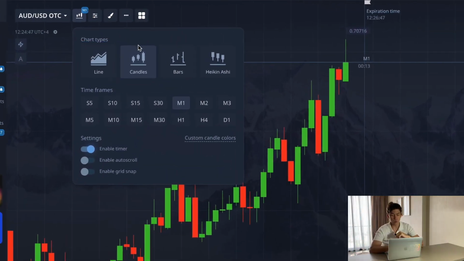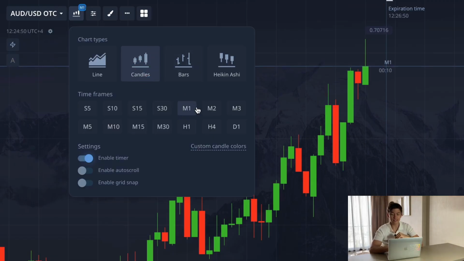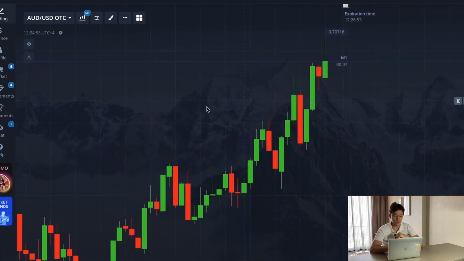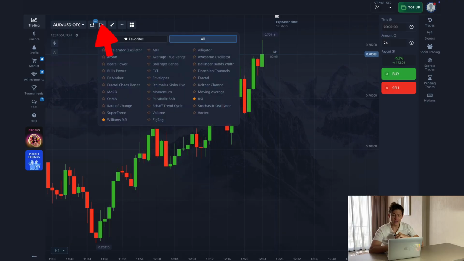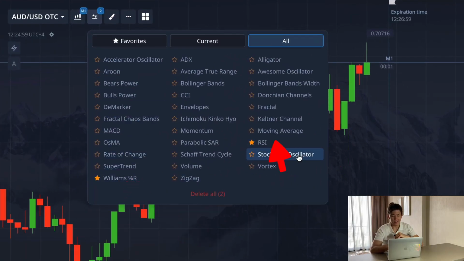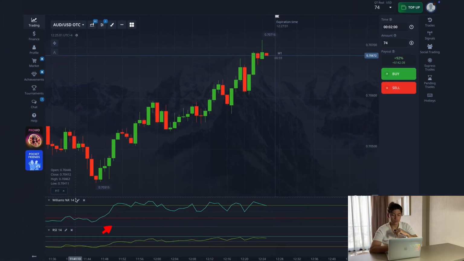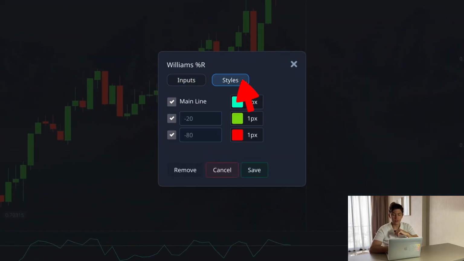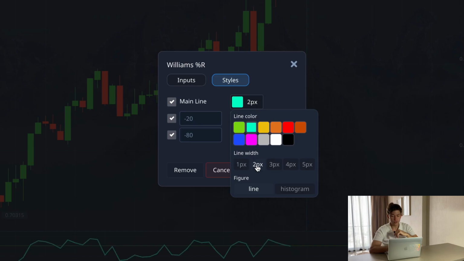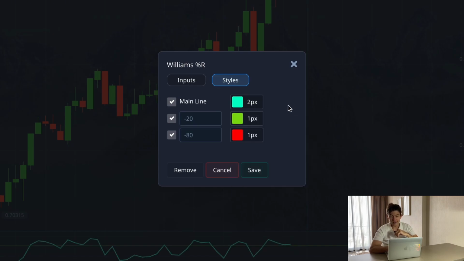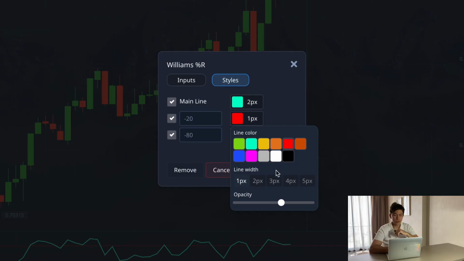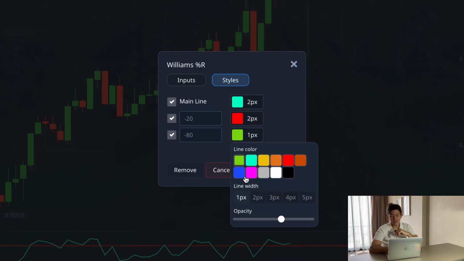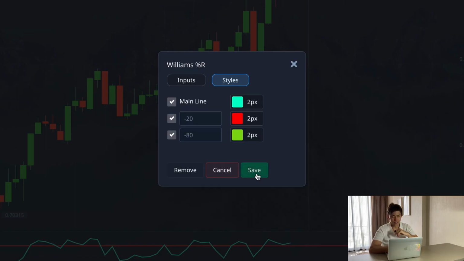First thing, let's get the workspace ready. I'm using classic candlesticks, time frame is 1 minute. Now go to the indicators tab and add Williams and RSI. We'll set up Williams first, set the period to 10, then go to style. For the main line, set width to 2, set the -20 line to red, width 2, and move opacity to the right. Then set the -80 line to green, width 2, and opacity to the right as well. Then save it.